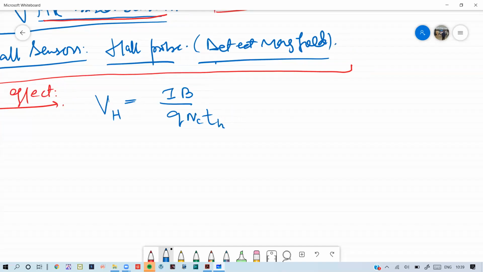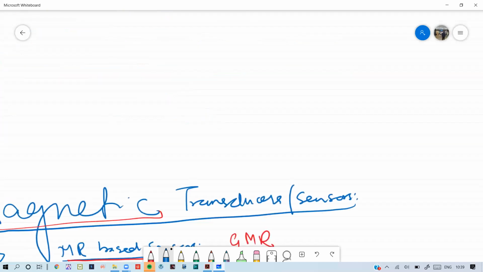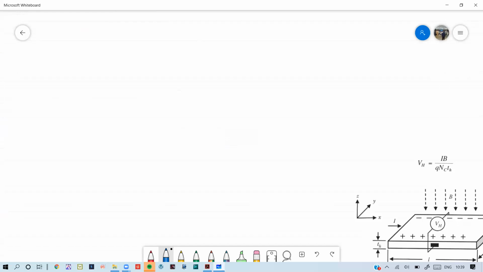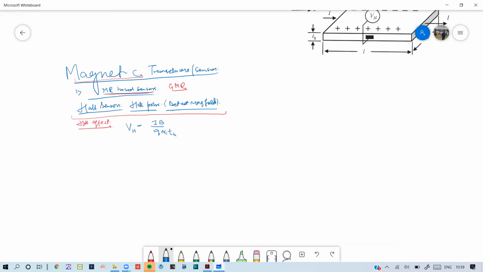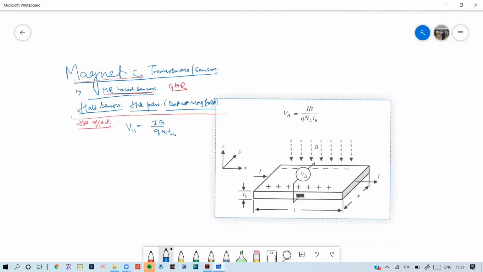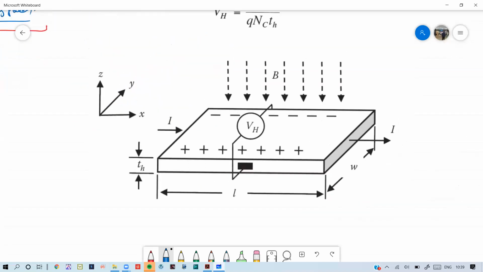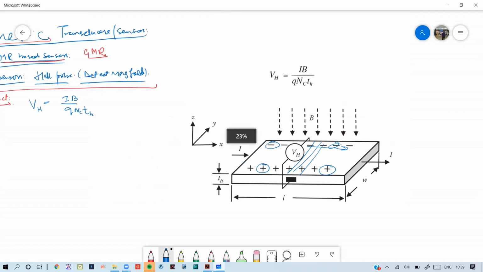And I have drawn a diagram above. Let me see where it is. Yeah, here it is. So this is a simple configuration. What you measure is the Hall voltage along these directions. There is a separation of charge carriers, negative and positive. And we make use of this Hall voltage, or Hall effect, for particular applications.